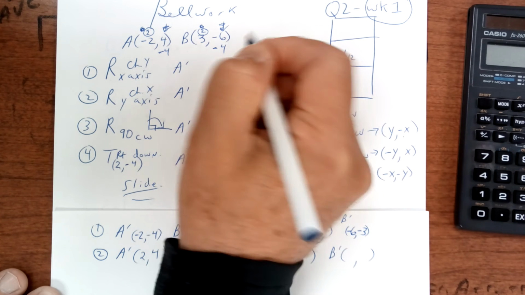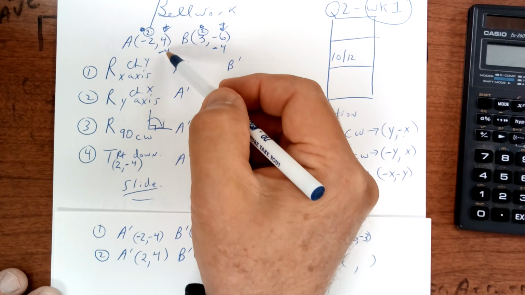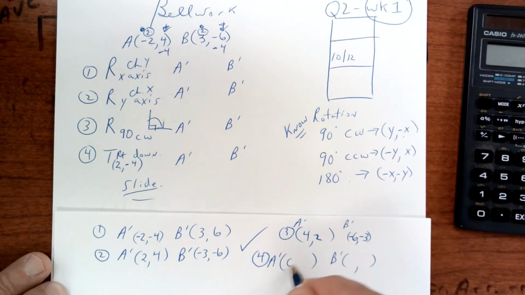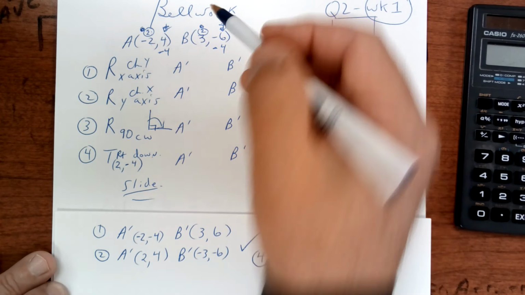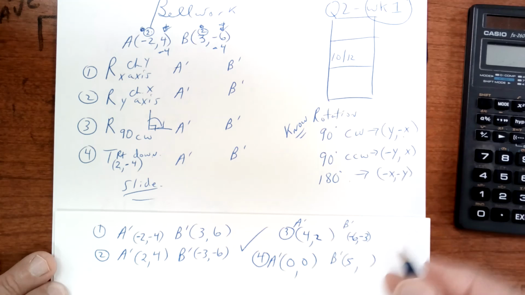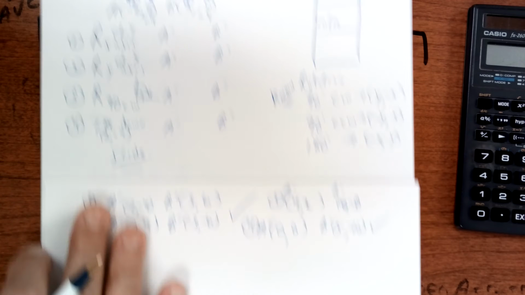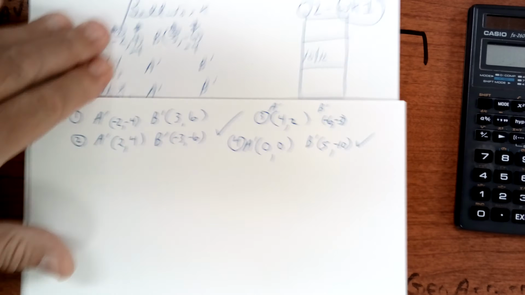Okay? So if you put a 2, you get 0. And if you put a -4, you get 0. So that's going to be 0, 0. On this one, you're going to get 3 plus 2 is 5. And that's going to be a -10 when you add that up. And that's how you slide it, and that is a translation. Okay, so let's keep moving at this point.